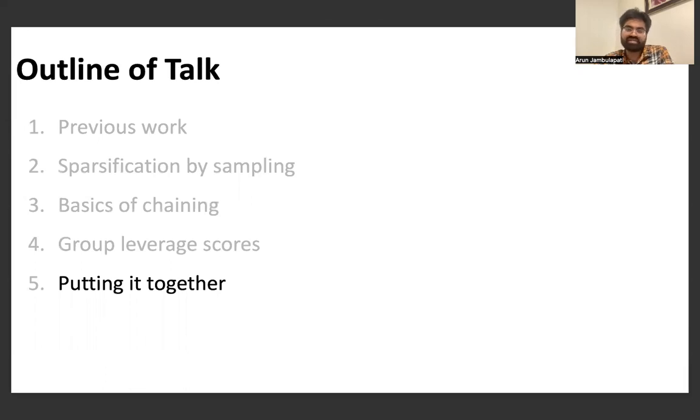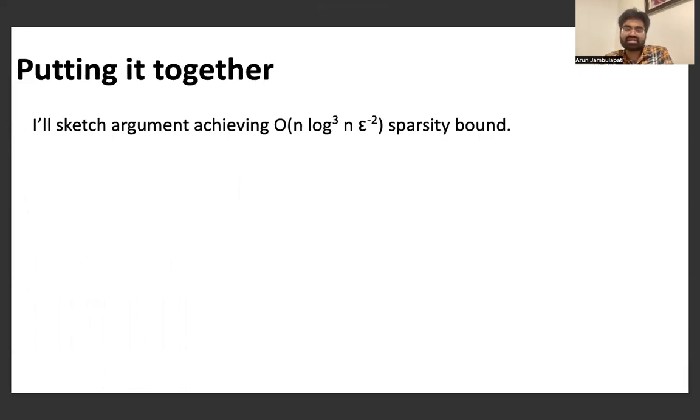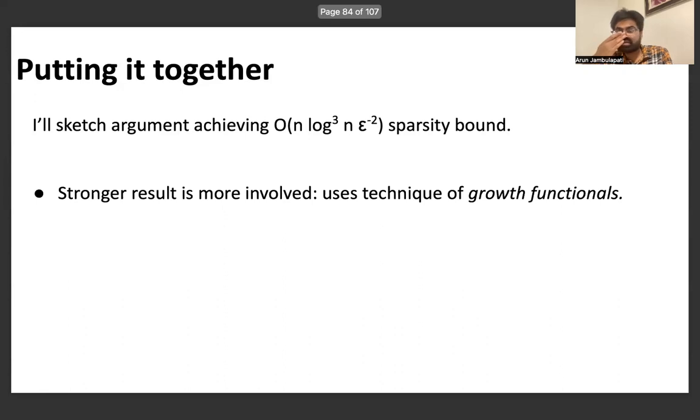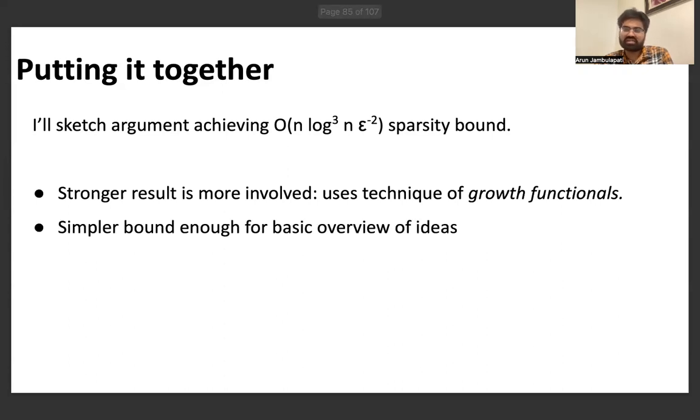Okay, so finally, we're going to put everything together. And I'll sketch in this talk a quick argument that gets a bound of roughly n log cubed over epsilon squared for sparsity. We get a stronger result in our paper, in fact, n log r over epsilon squared. And the stronger result is a bit more involved technically. We use a technique from the chaining literature called growth functionals. While it's quite a bit more involved, the simpler bound of n log cubed is very straightforward, and it's a pretty good summary of the ideas we use in our paper.